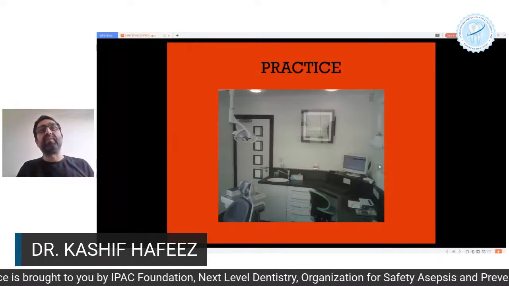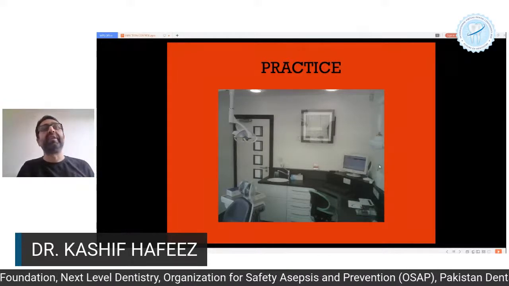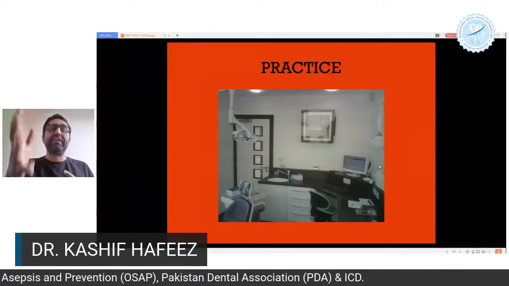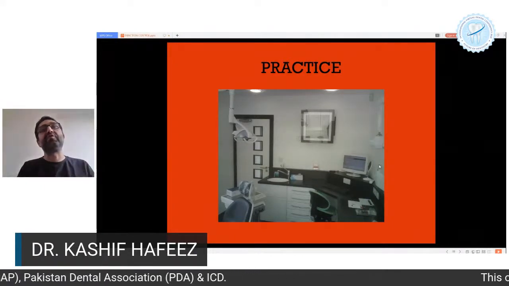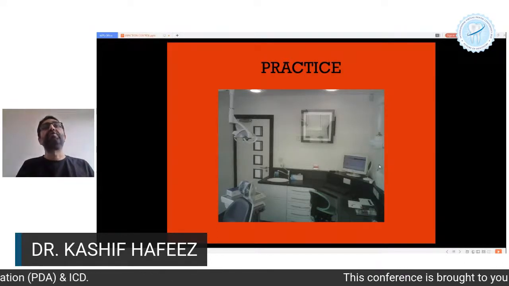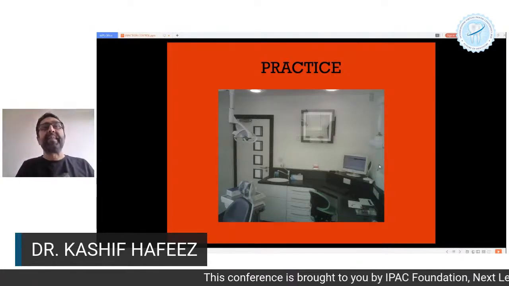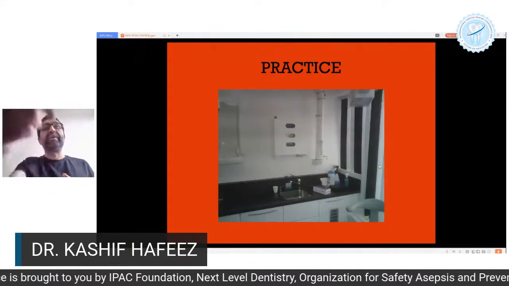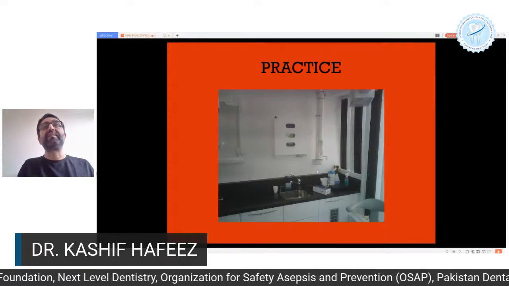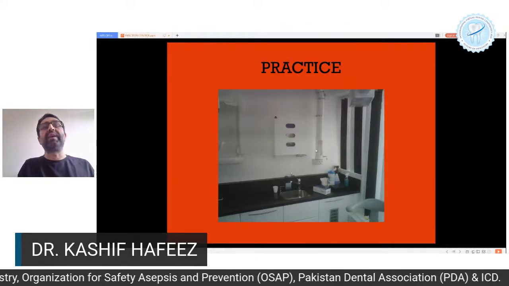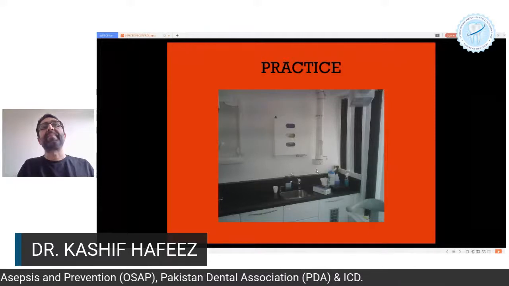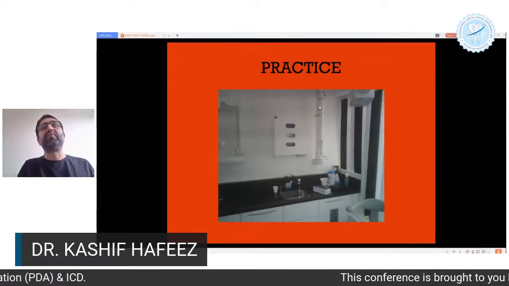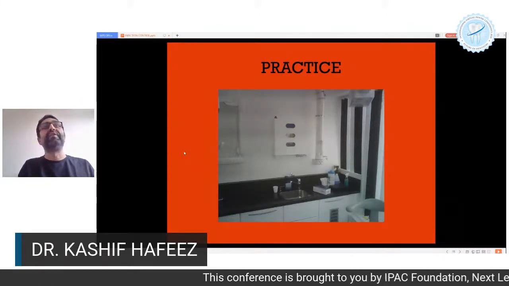The problem with this practice was that it has only one door to go in and go out, and as we discussed, there should be two separate ways for the dirty instruments to go out and clean instruments to come in. So that was a challenge for us to get around because it has only one door. The way we went around it is that we put in this chute system, a one-way chute system. The instruments are cleaned here, packed in a plastic bottle, and sent through vacuum to the sterilizer room.